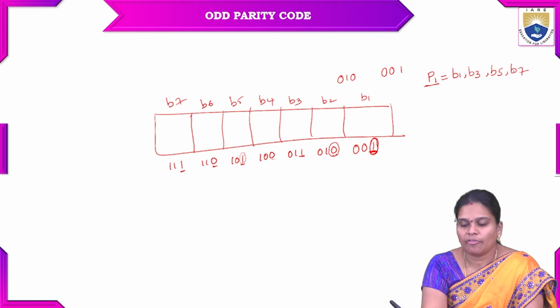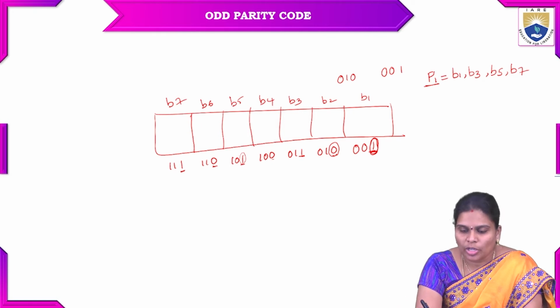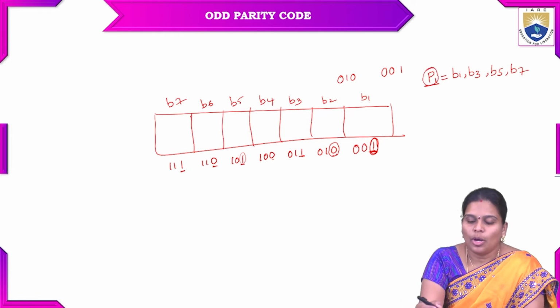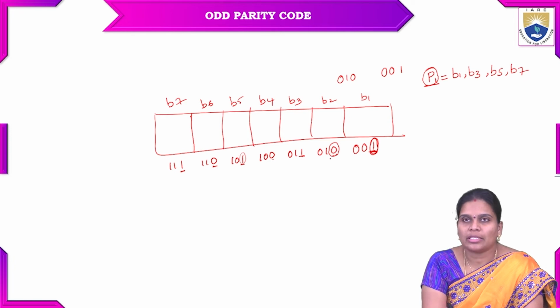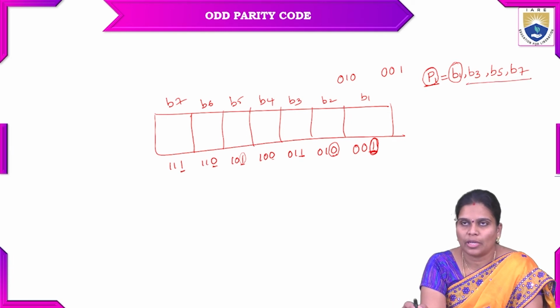B1, B3, B5, B7. So here we are finding the first parity bit, P1. Based on the LSB bit being 1, we are considering that data only. Here P1 is there, and we are not considering B1 separately. So P1 and B1 are there, and here we are considering only B3, B5 and B7. This is one procedure.